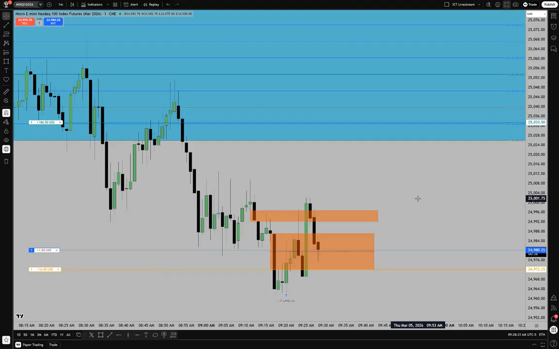Really want to see it get above this here because the opening bell volatility is going to run a risk of stopping me out. Come on, look some higher. Right there.